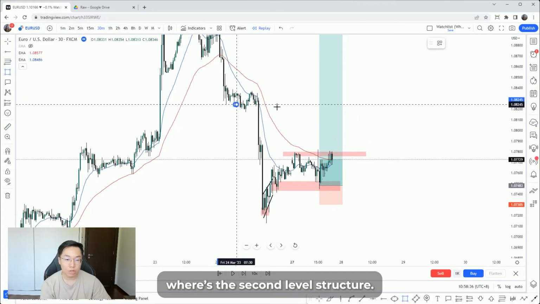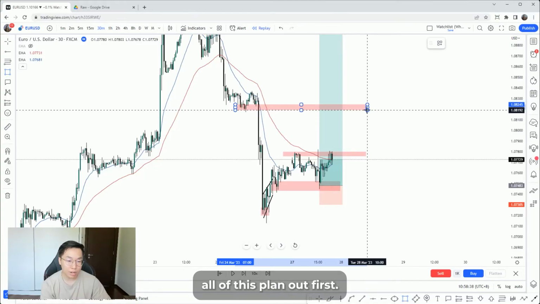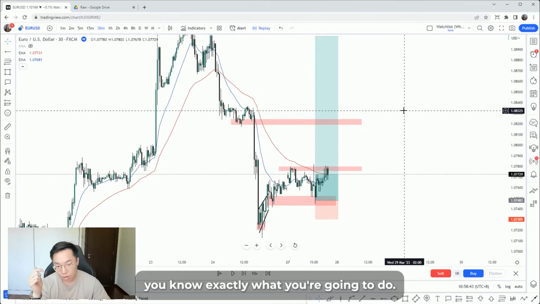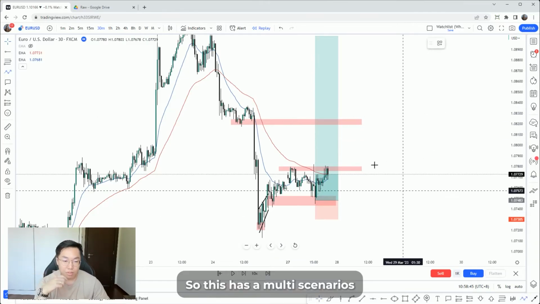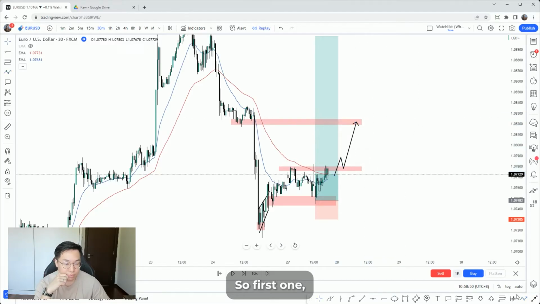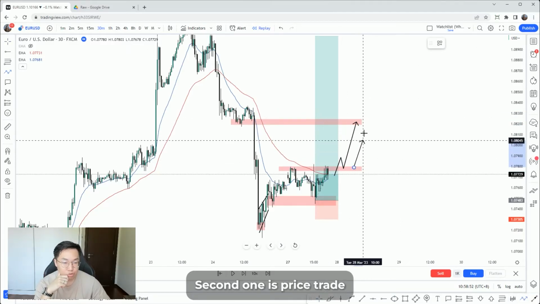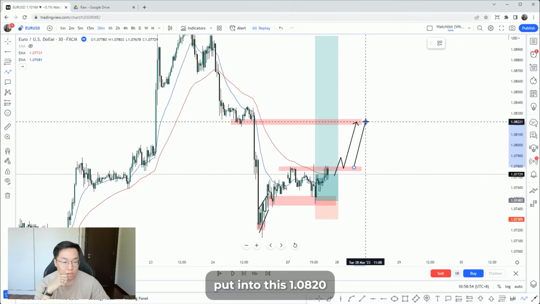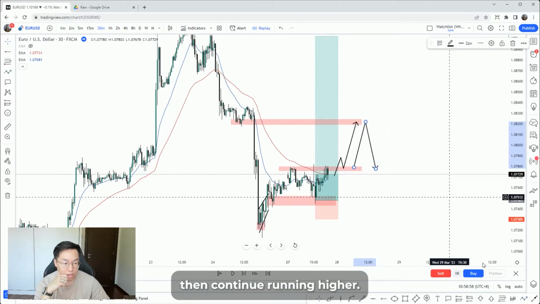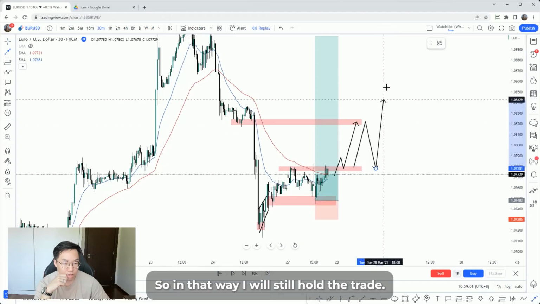What's the second level structure? You need to make sure you have all of this planned out first, so when price actually goes, you know exactly what you're going to do. These are some of the scenarios that I think could be happening. First one. Second one is price straight pushes into this 108.20, reverses very hard, then continues running higher. In that way, I will still hold the trade.